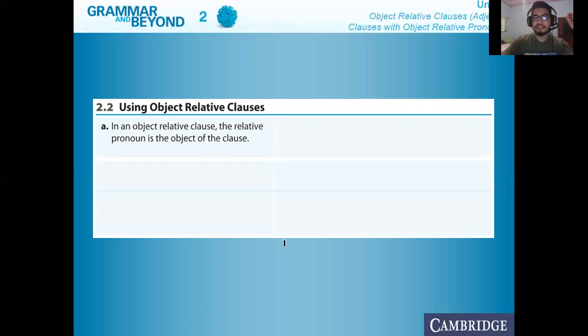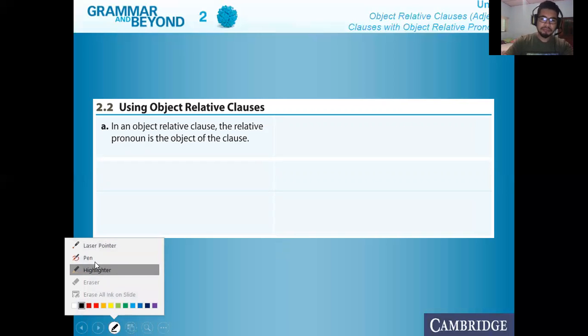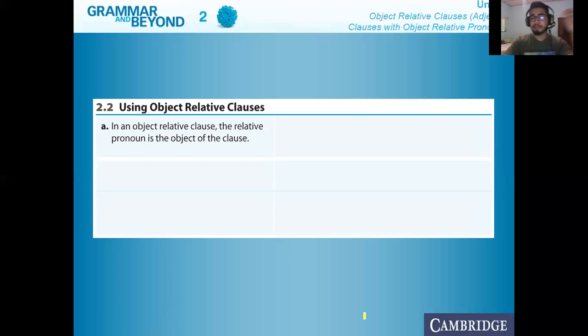In an object relative clause, the relative pronoun is the object of the clause. As you see over here, if you remember when we were studying subject relative pronouns or subject relative clauses, they were not the object, but the subject of something. Over here, they are not the subject, but they are the object. Remember, transitive verbs, you can ask them the questions what or who. For example, I can give you an example right now on top of my mind, and I can say, I told him that he needed to come.